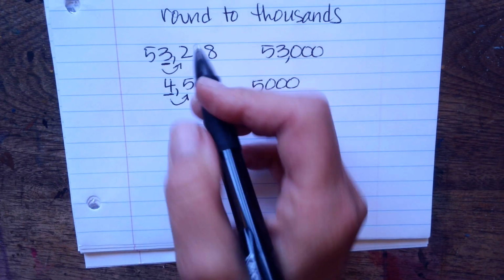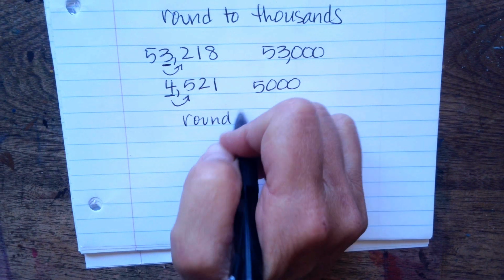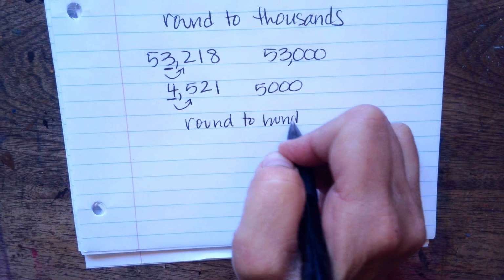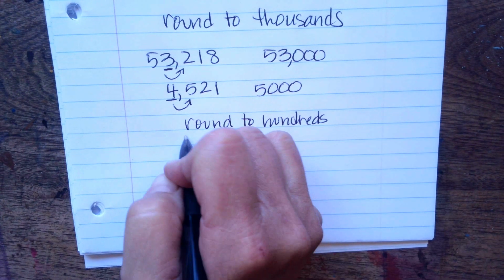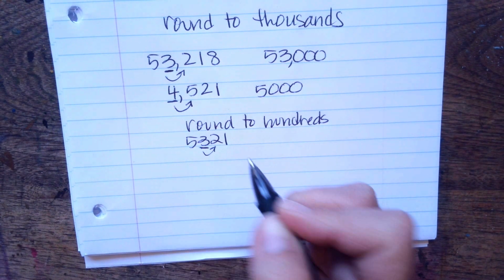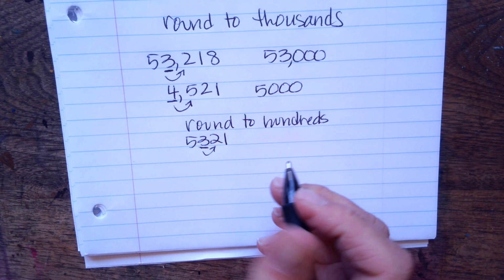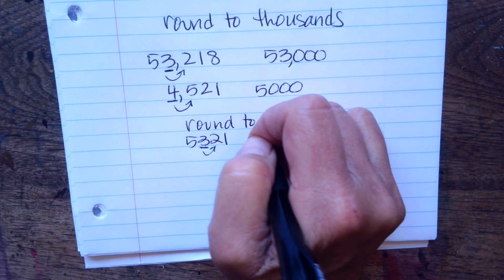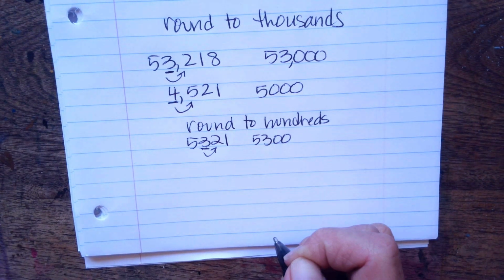We're going to round to the hundreds. So we underline the hundreds digit and we go to the neighbor, 5 or more, let it soar, 4 or less, let it rest. This rests at a 3 and everything else becomes a 0.